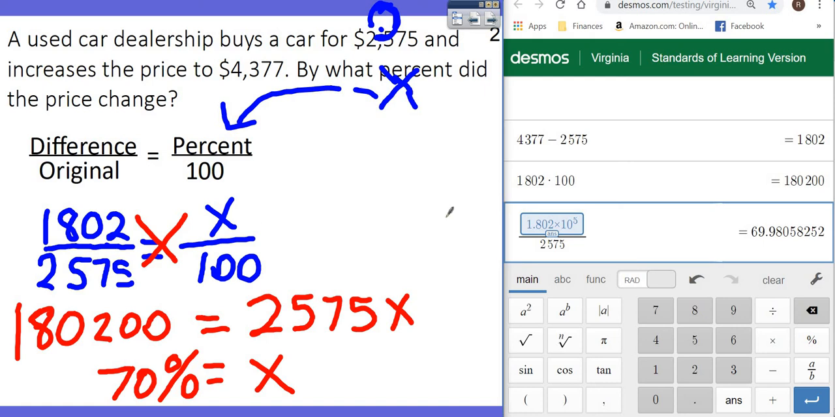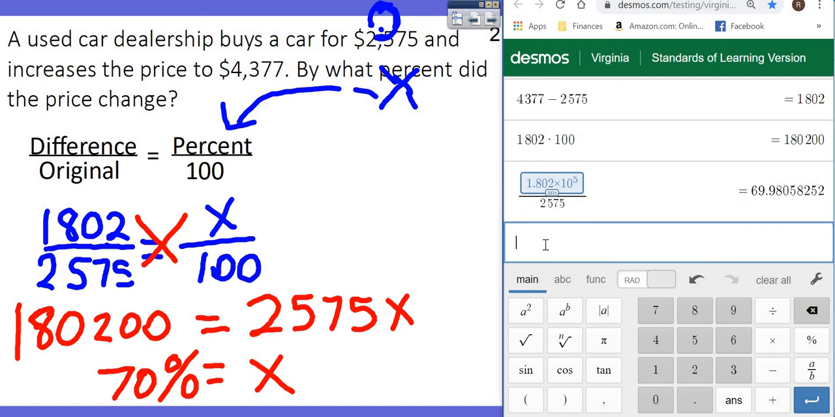All right. Now, if you want to just think about it a little bit, let's just do some work on the calculator. If the original price was $2,575 and they were going to mark it up by 100%, that means they would double the price, correct? So let's go ahead and double the price. That would be 5,150, which is more than this. So it makes sense that they only raised it by 70%, because had they raised it by 100%, this is what the price would have been. Okay, sometimes you can check yourself that way just to make sure your answers make sense.